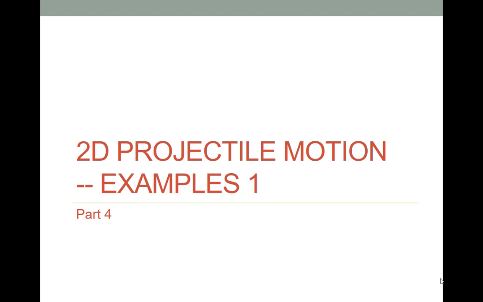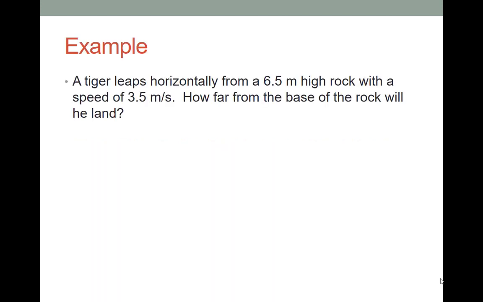Let's get to our first example. In this example, we have a tiger leaping horizontally from a 6.5 meter tall rock at a speed of 3.5 meters per second. And we want to know how far from the base of the rock our tiger will land. Key word here is horizontally. That tells you the angle at which this tiger is jumping.